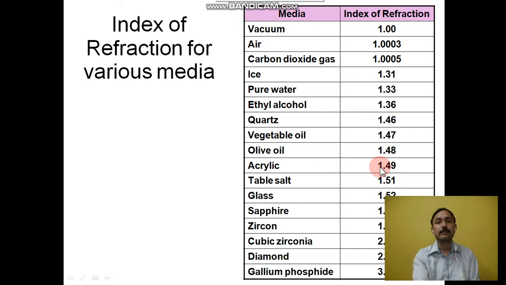We have already discussed that the higher the refractive index, the more optically denser the medium is. Suppose vacuum is 1 and quartz is 1.46; so quartz is optically denser than vacuum. Or pure water is 1.33 and quartz is 1.46; so quartz is optically denser than water, and water is optically rarer than quartz. So this is the list of different materials whose refractive indices are listed here.